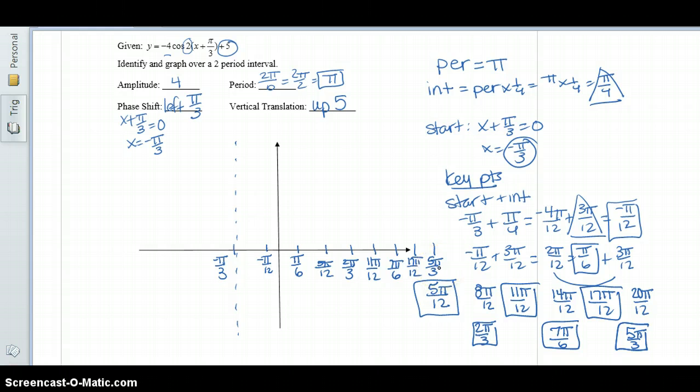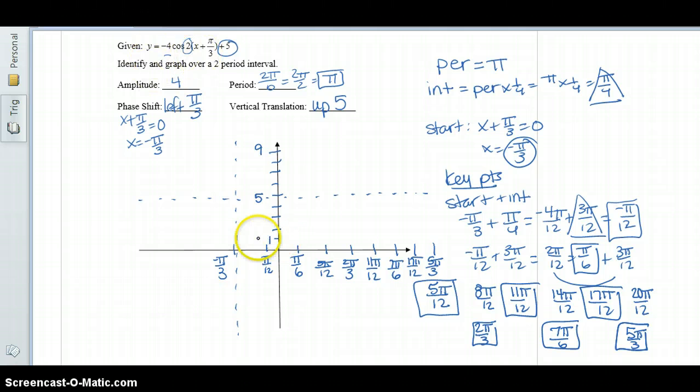All right, now this one has a vertical translation of up 5 and an amplitude of 4. So I'm going to need a total of 9. So 5 would be right here, and that's where I'm going to draw my new middle, because that's my vertical translation. The amplitude is 4, so my maximums are at 9, and my minimums are at 1, because 5 plus 4 is 9, 5 minus 4 is 1. Now we can go ahead and graph this.